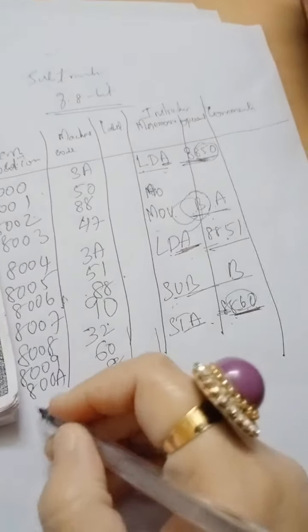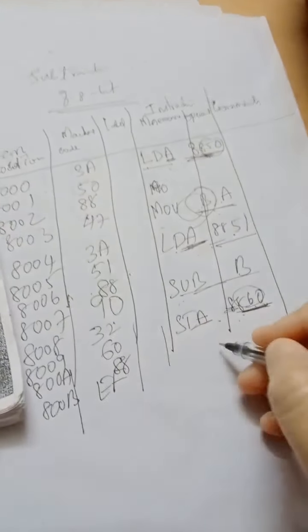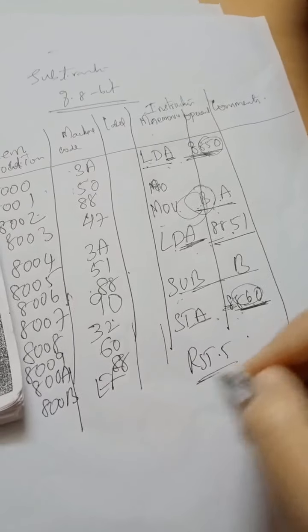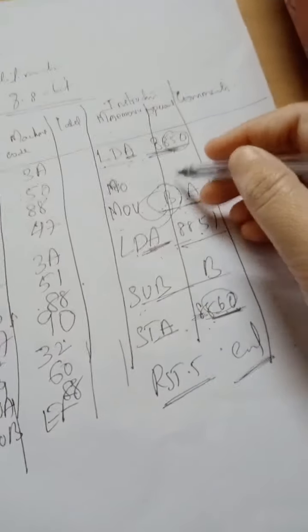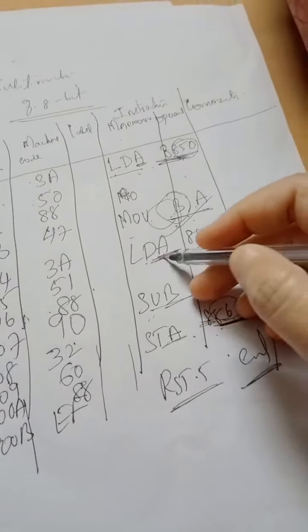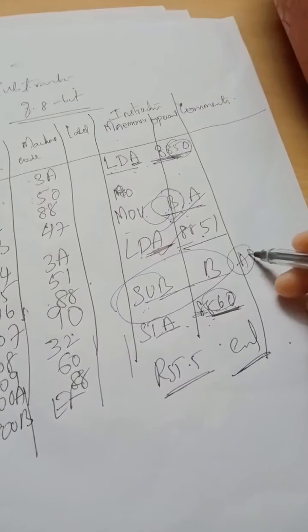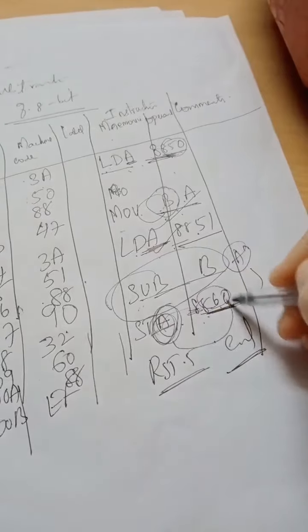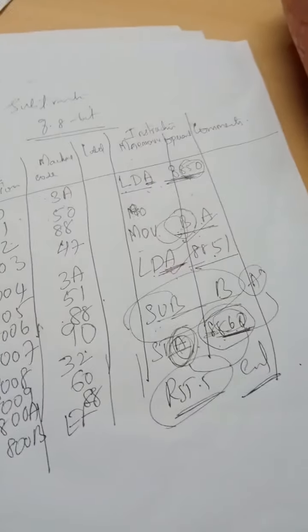Okay, finally 800B. That means now EF. EF means what? RST 5. That means my program has ended. I am having one data in the B register, one data in the accumulator. Both the data will be subtracted. The result will be in the accumulator. That will be transferred, stored. Whatever result is there in the accumulator will be stored at 8860, and finally the program will end.